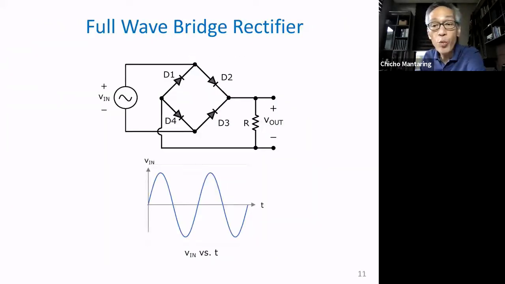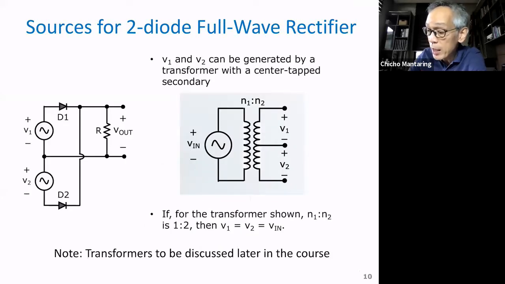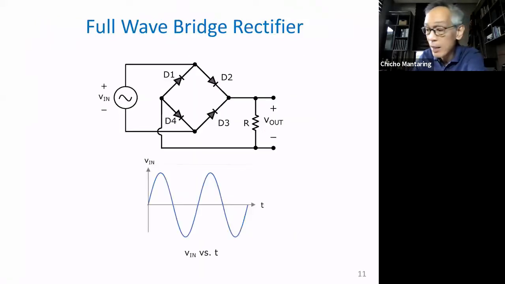Okay, let's discuss the full wave bridge rectifier. The drawback of this rectifier is that we need two sources. There is a way to have a full wave rectifier with only one source, Vin, and that's by using a bridge arrangement for your diodes. This is what you call your bridge arrangement. But this time, instead of only 2 diodes, we need 4 diodes.